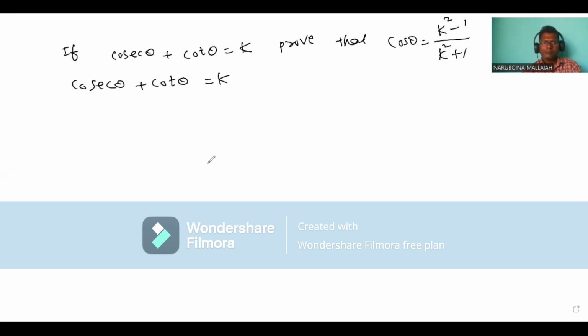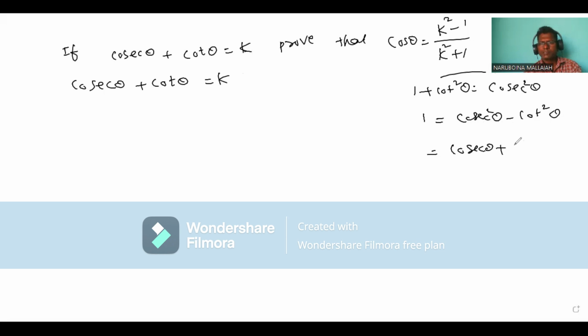We know one formula, that is 1 plus cot square theta is equal to cosecant square theta. So from this, 1 is equal to cosecant square theta, send this cot square theta to the other side, and it will become minus cot square theta. So 1 can be written as cosecant square theta minus cot square theta. Again, cosecant square theta minus cot square theta can be written as cosecant theta plus cot theta into cosecant theta minus cot theta.